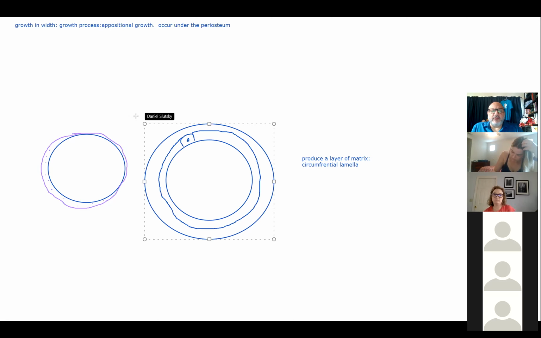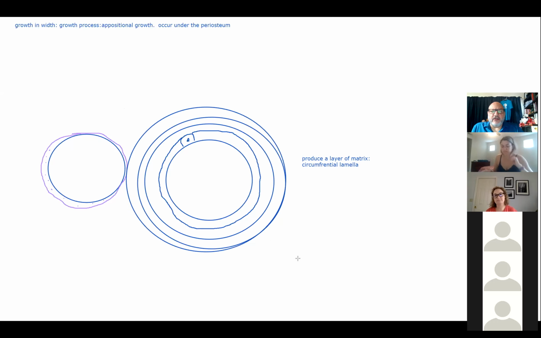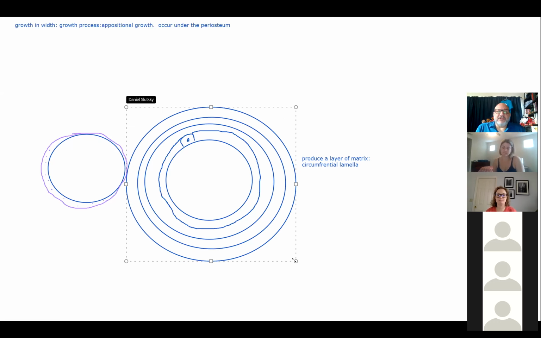And then we know it's capable of producing another layer on top of that, and another layer on top of that. And notice just that simply, just that easily, I'm making my bone wider. So at its core, that's all we're doing. We're adding new layers of matrix on the outer surface, and that is going to make our bone wider. Under the periosteum, our mesenchymal cells become osteoblasts. Those osteoblasts make a layer of matrix that's going to go all the way around the entire circumference of our bone, and our bone gets wider.